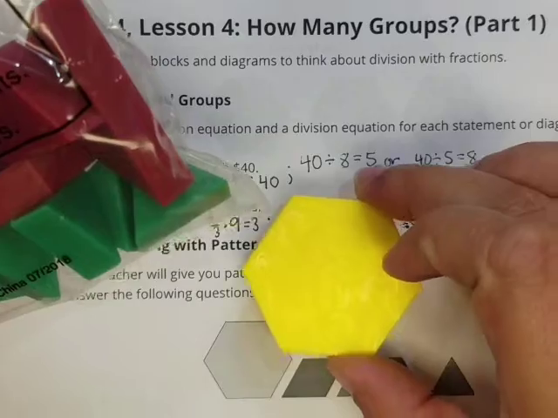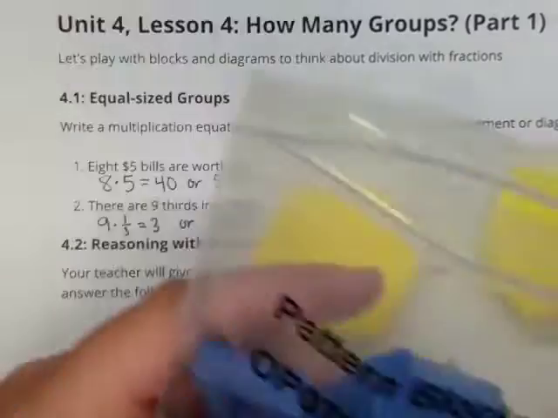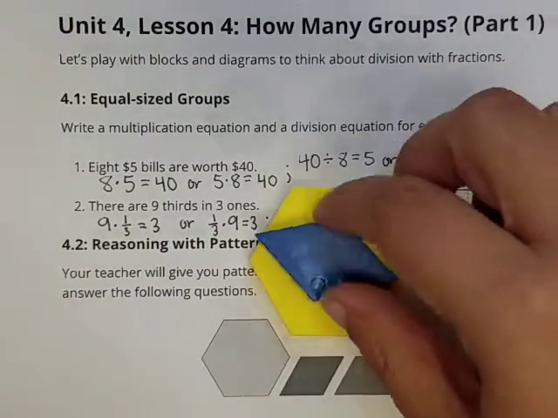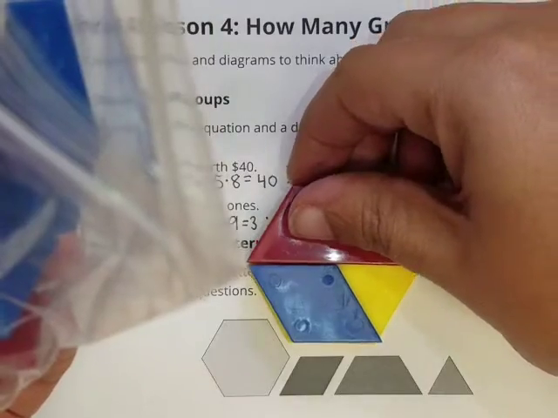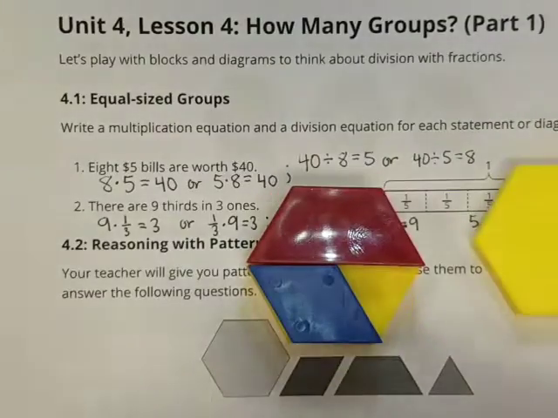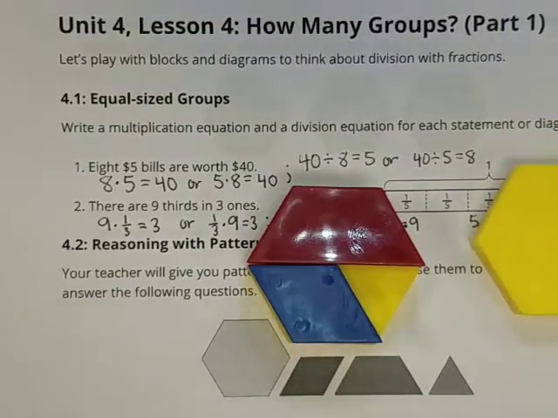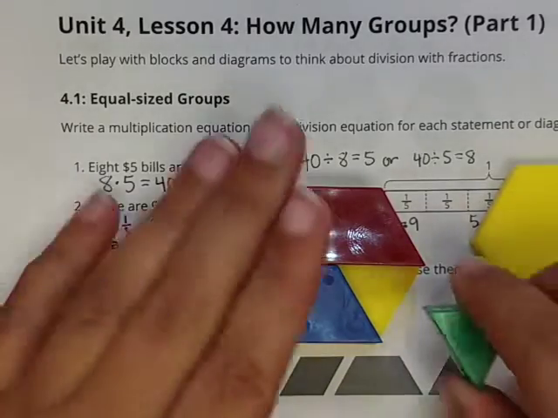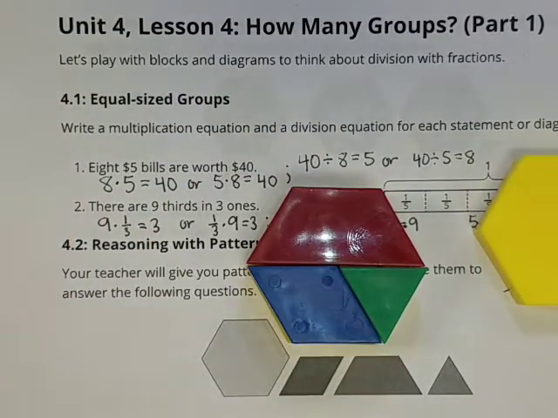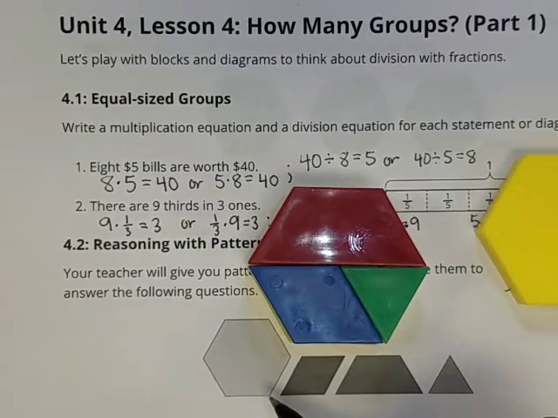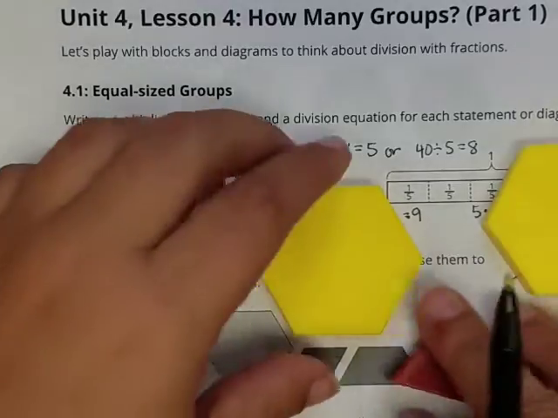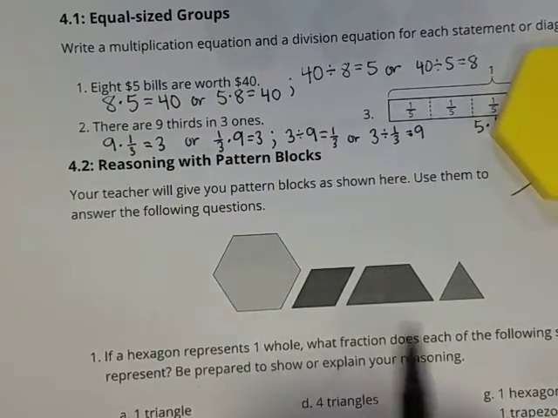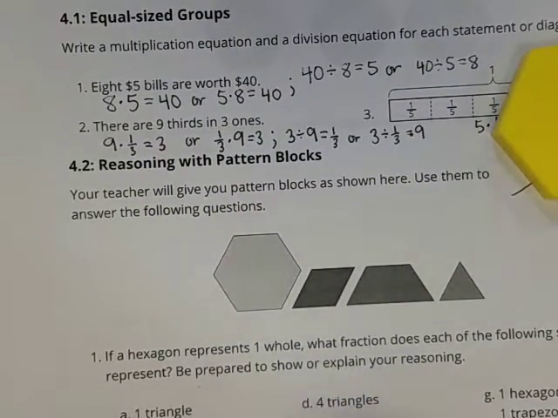So this one hexagon represents one whole. A rhombus represents what? A trapezoid represents what? And then a triangle represents what? So what we're going to do is figure out the size pieces that they represent. What you can do with your shapes is trace them down here if you'd like. Just don't write on them, please.